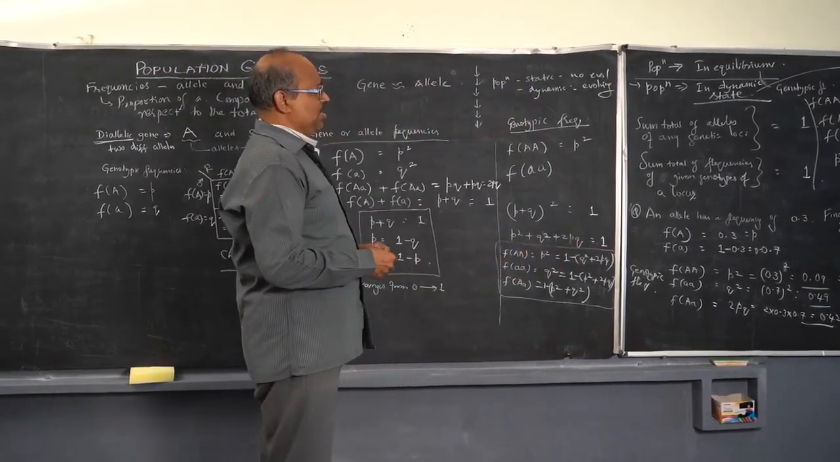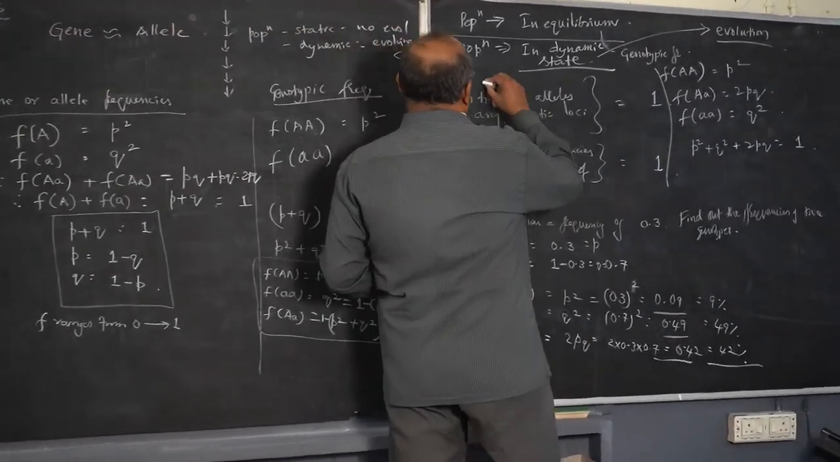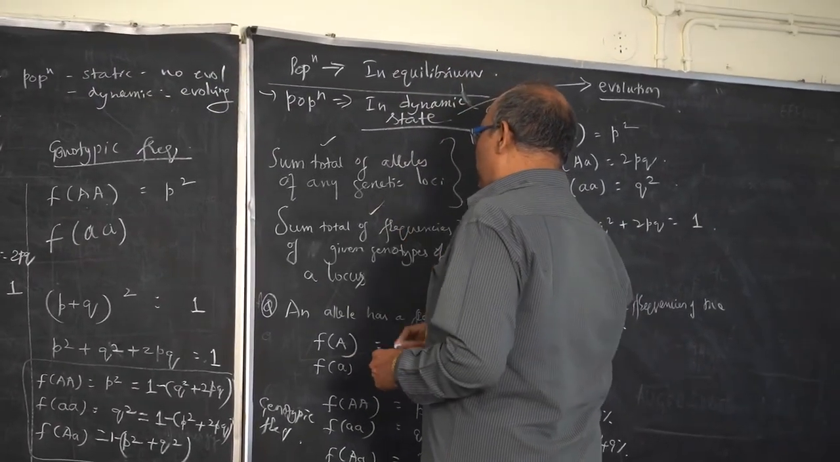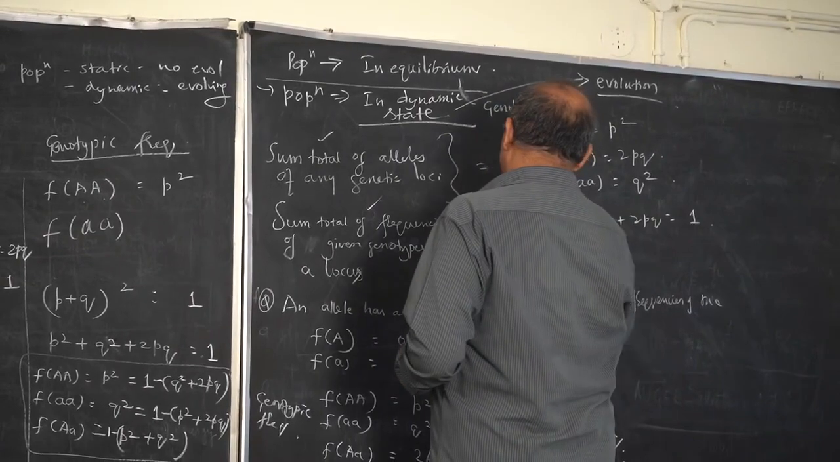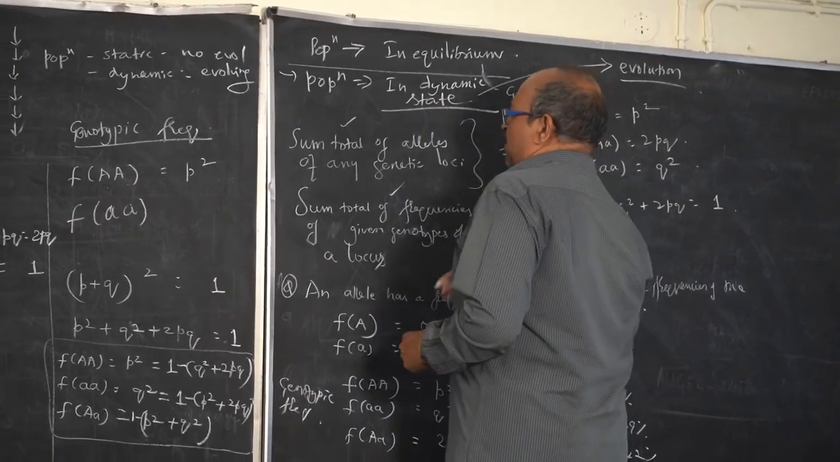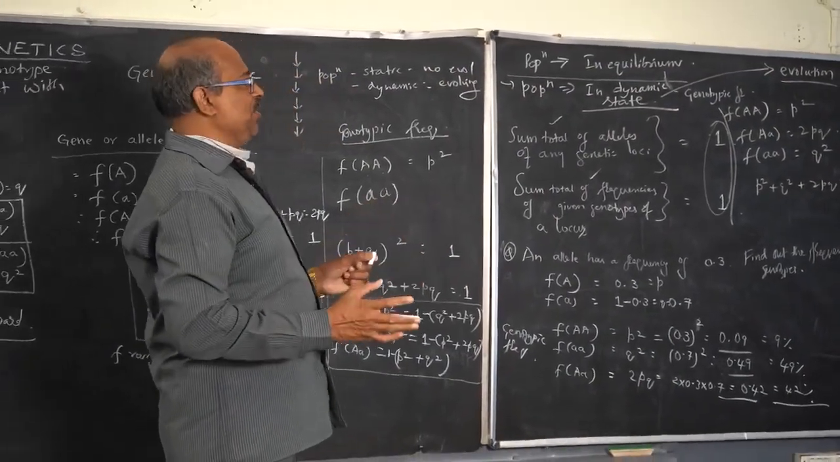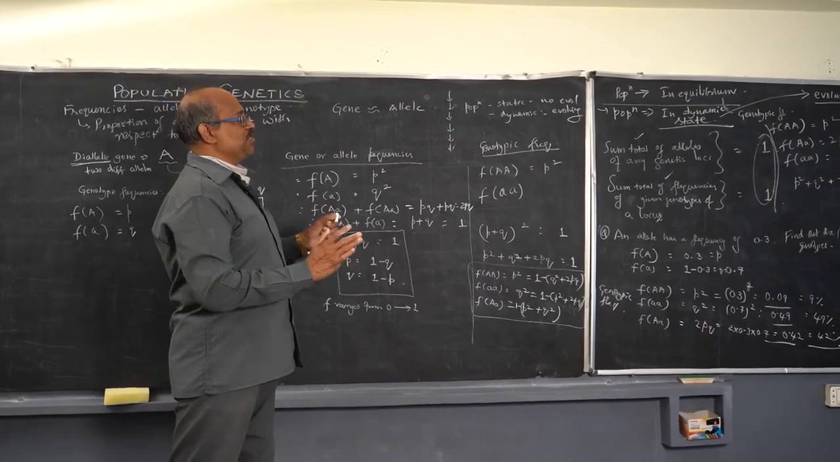And the next feature is the sum total of alleles of any genetic locus, and the sum total of the genotypic frequencies of a given genotype, they will always remain as 1. Within, the frequencies can change, but the sum cannot be changed. This is fixed at 1.